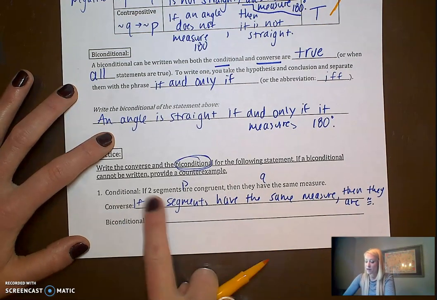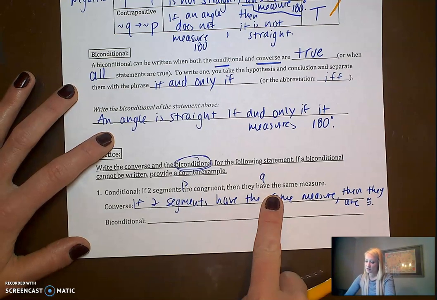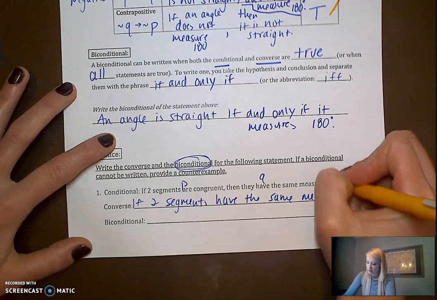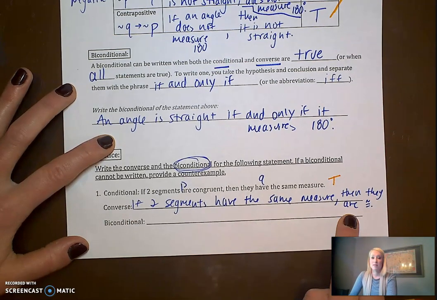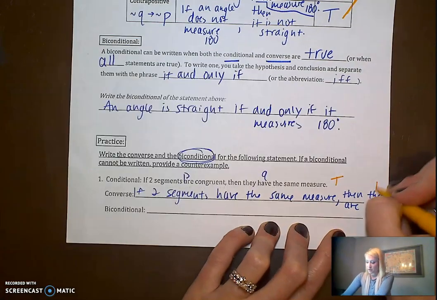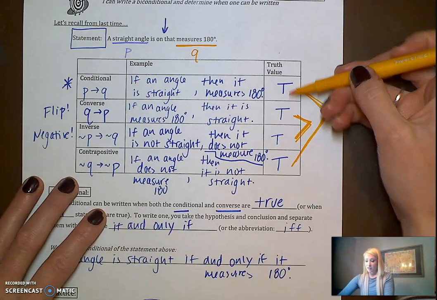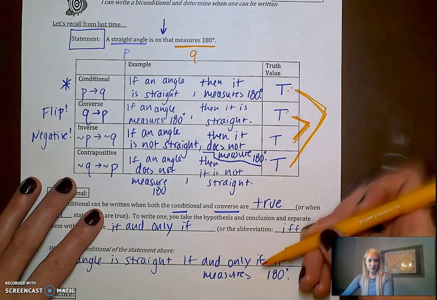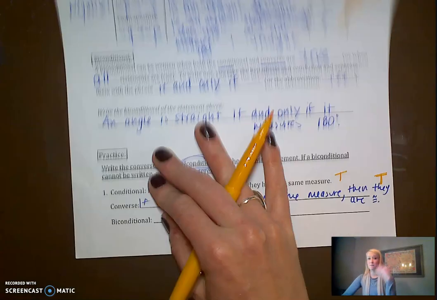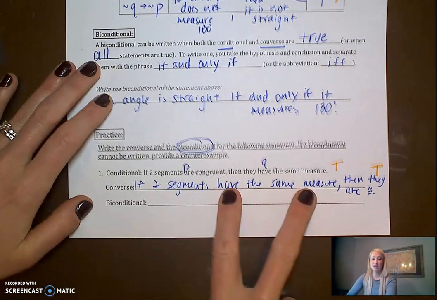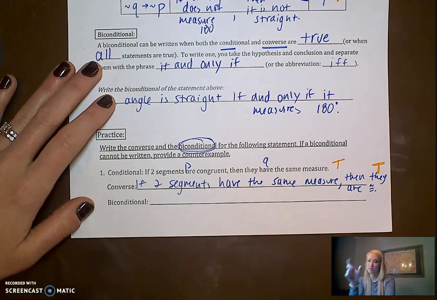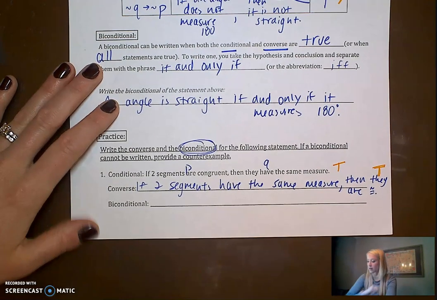So let's see, the conditional: if two segments are congruent, they have the same measure. That is true. What about the converse? If two segments have the same measure, then they're congruent. That's true. So guys, basically, if the first two are true, again, we know all of them are true, and everything has to hold true for us to write a biconditional. That just says that these two pieces, these two conditions, always go together.